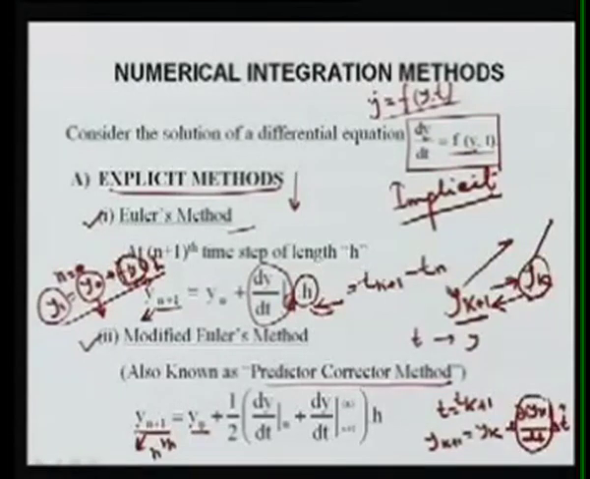Here yn plus 1 is the previous step value plus half of dy upon dt. This is nothing but your function f(y,t), so I can write f(yn,tn) plus another value f(yn plus 1, t n plus 1), then multiplied by h. So this is called your predictor step.